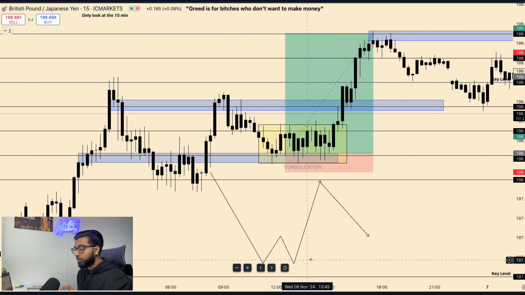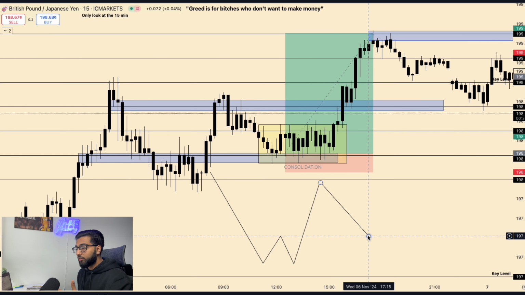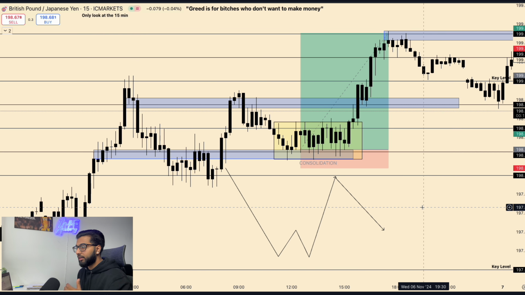It's the same thing. Double bottom, be a conservative trader, wait for price to come down to the neckline. It did, and then you enter, and you enter for price to continue to go up. It's as simple as that.